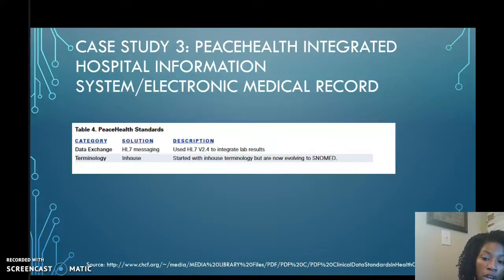continuum of care. PeaceHealth opted for a single vendor system that includes ADT, pharmacy, lab results, and financial and clinical documentation applications. And as with the previous case study, they use data exchange and terminology standards as well.